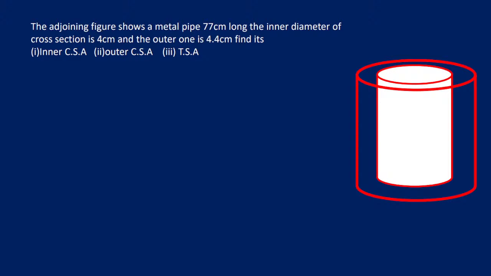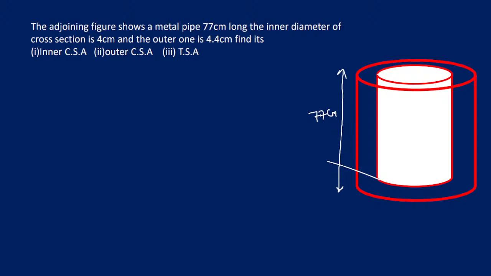Now let me move to the question. The question is: the adjoining figure shows a metal pipe which is 77 centimeter long. See beta, the length of the pipe is 77 centimeter, and the inner diameter of the cross section is 4 centimeter. The inner diameter means this one. This is the inner diameter.